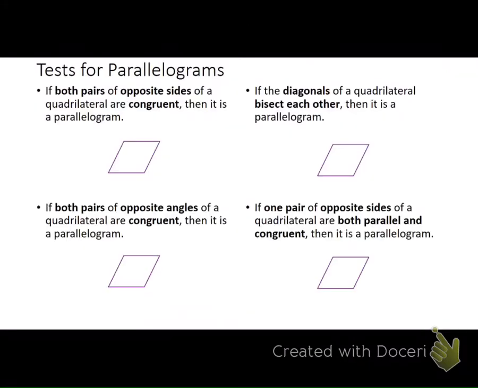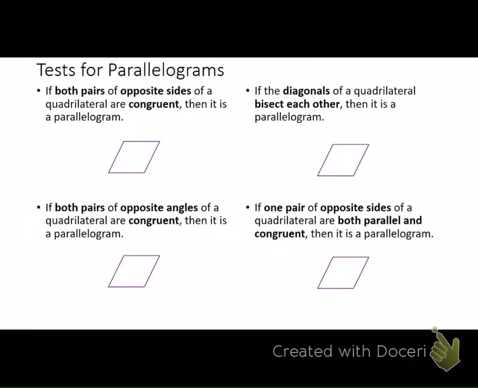All right, so here's how this is going to work. There are different ways you can prove that something is a parallelogram. You can prove that both pairs of opposite sides of the quadrilateral are congruent, meaning that you would use distance. We are not going to do it that way. If the diagonals of a quadrilateral bisect each other, then it is a parallelogram, which is what we just did on the previous slide.